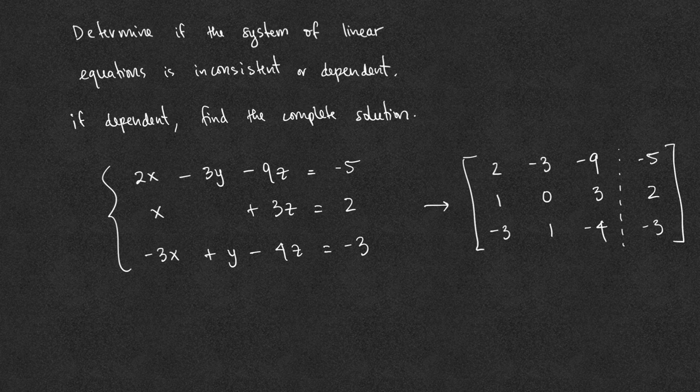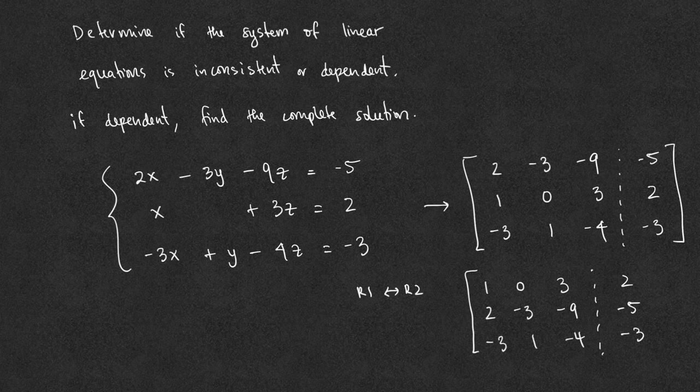First, we interchange row 1 and row 2 to obtain the non-zero entry 1 in the first row. We take the second row and move it to the first row: 1, 0, 3, 2. And we take the first row and move it to the second row: 2, negative 3, negative 9, negative 5. The third row is negative 3, 1, negative 4, negative 3.